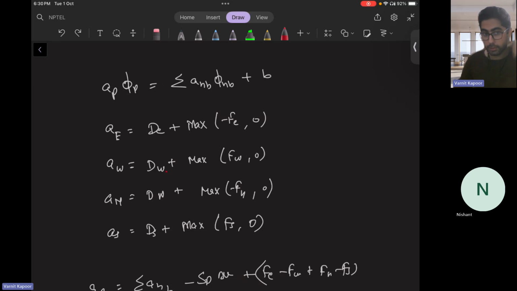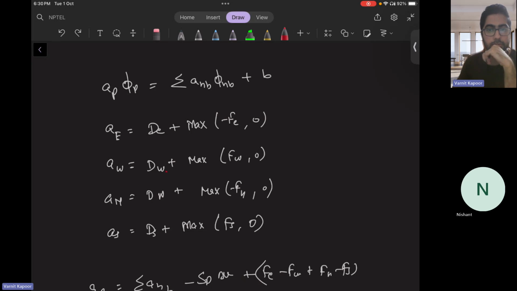But if there is no source, and an incompressible flow is there which satisfies the continuity equation, that is the mass conservation equation, what will happen to the term?